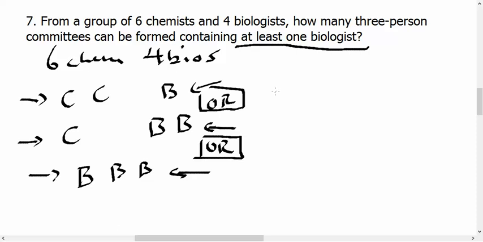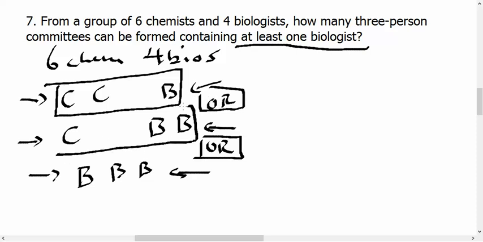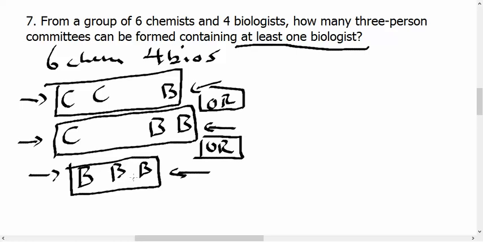If you remember back to the beginning of the lesson, this has to do with the addition principle. So we're going to think, okay, how many different groups contain 2 chemists and 1 biologist, plus the number of different groups that contain 1 chemist and 2 biologists, plus the number of different groups that contain 3 biologists. Okay, so let's do this together.